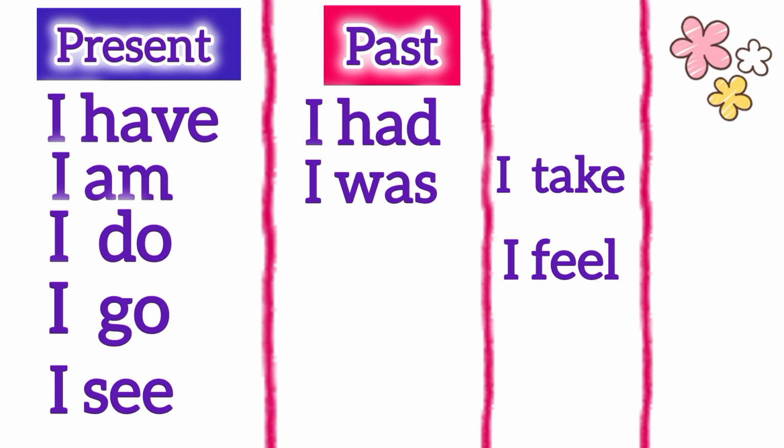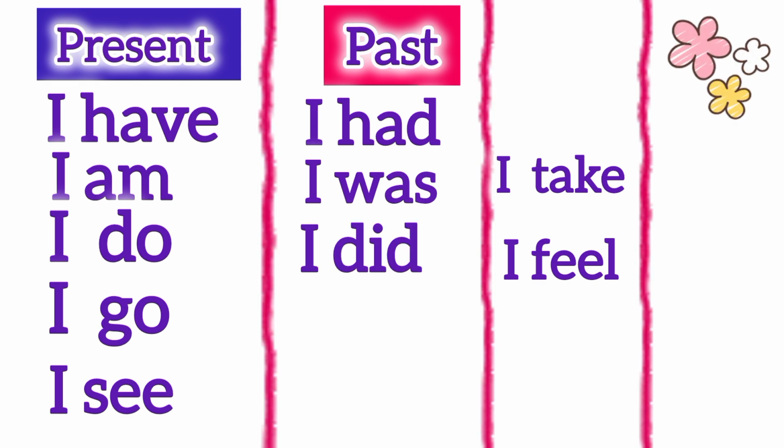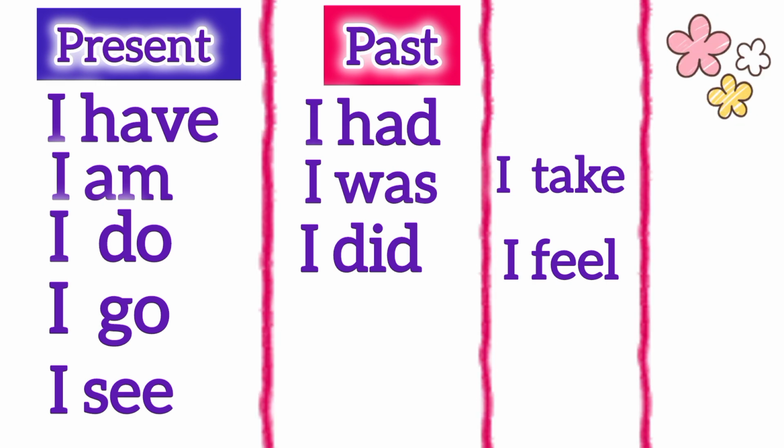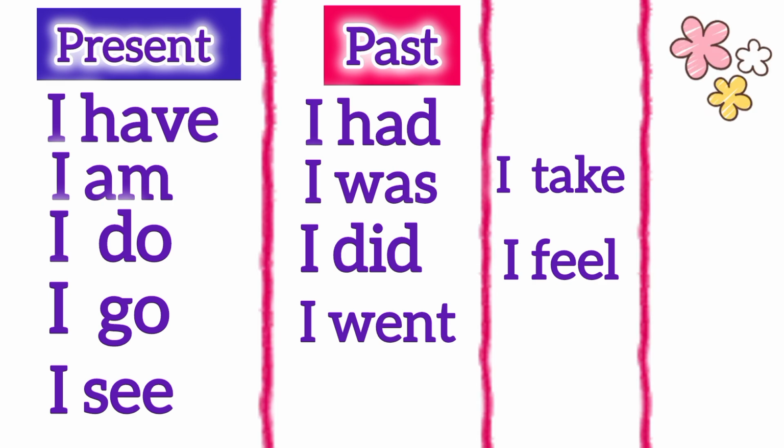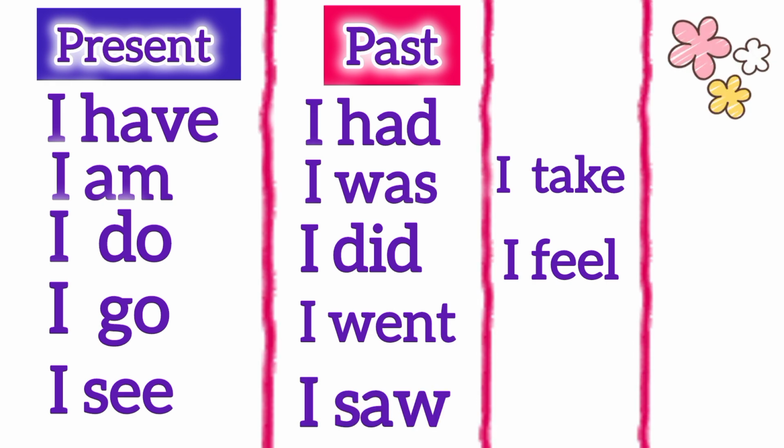I do, मैं करता हूँ. Present, past, I did, मैंने किया. I go, मैं जाता हूँ. Present, I went, मैं गया. I see, मैंने देखा है. Past form, I saw, मैंने देखा.